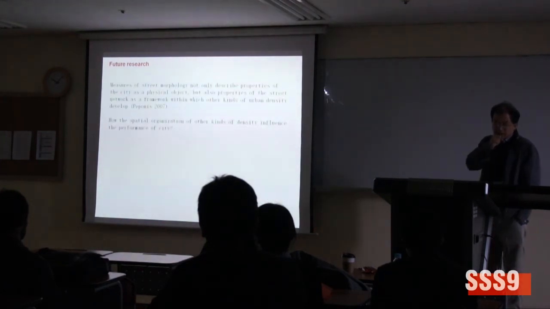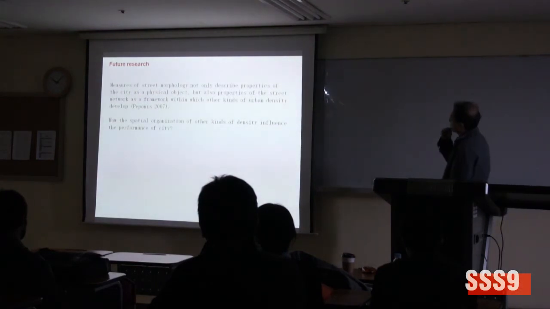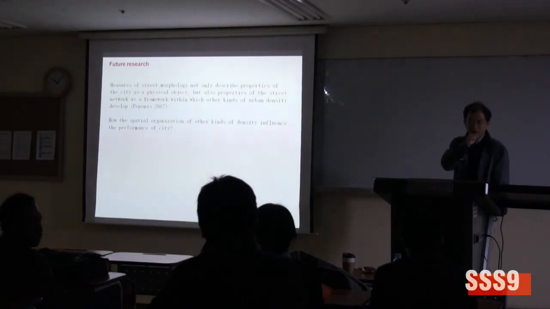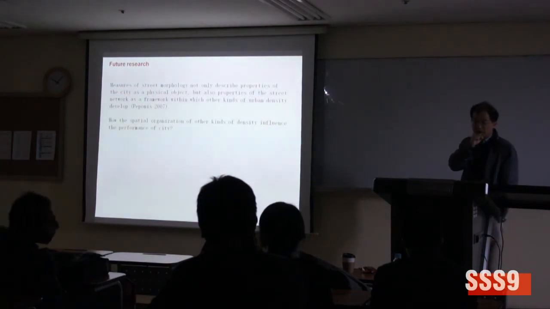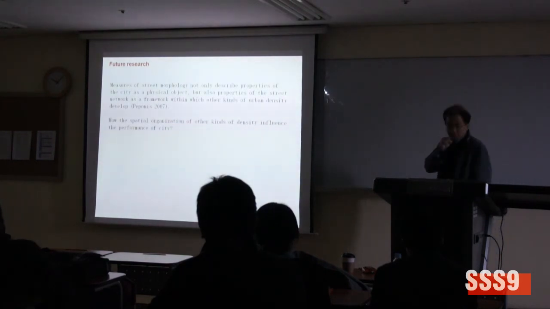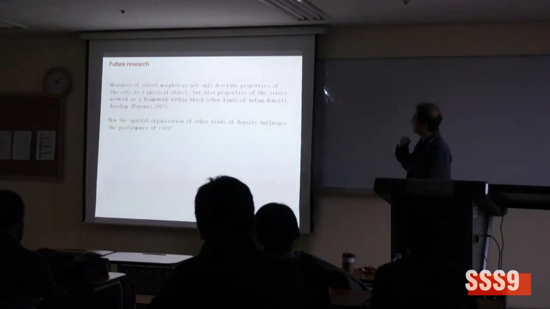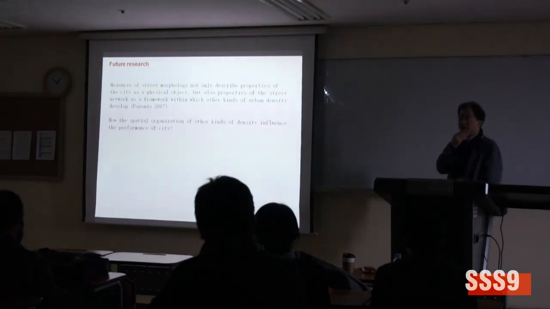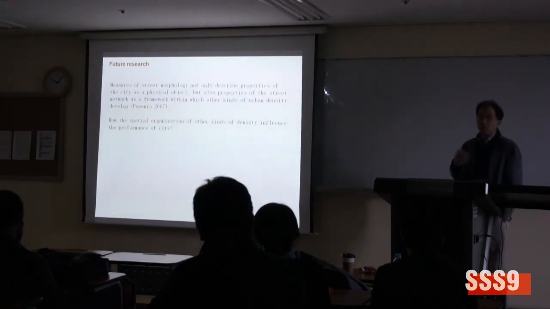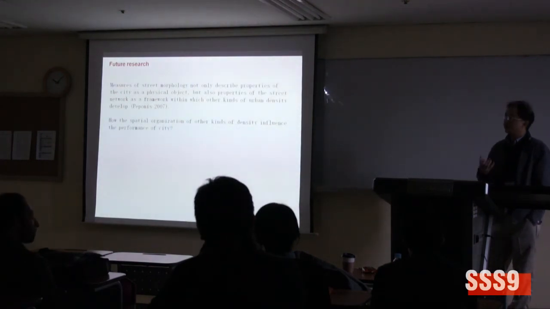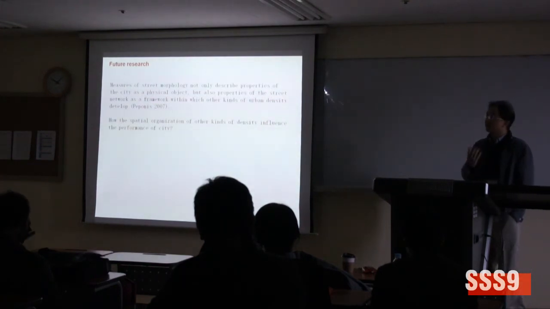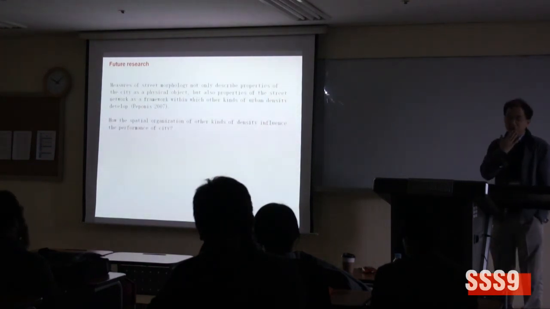The measures of street morphology not only describe properties of cities as physical objects, but also properties of the street network as a framework with which other kinds of density develop. But how the spatial organization of other kinds of density influences the performance of density deserves more research, to give us a better understanding of the relationship between the different kinds of urban density and how the city functions. Thank you.